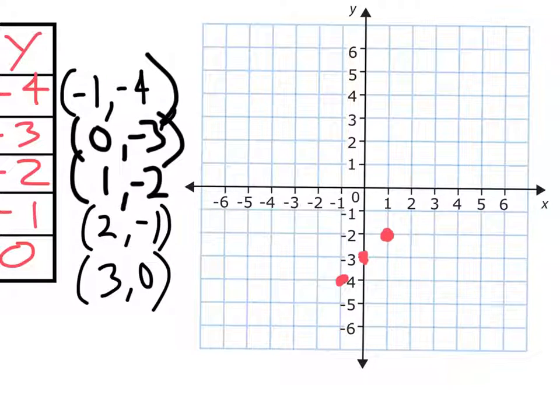And I'm starting to see a pattern emerge. I see it's 2, negative 1. So we're going to go to the right 2, because it's a positive 2. We're going to go right 2, and then down 1, because it's negative 1.